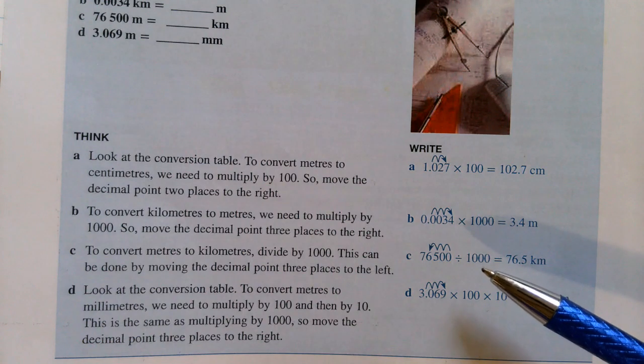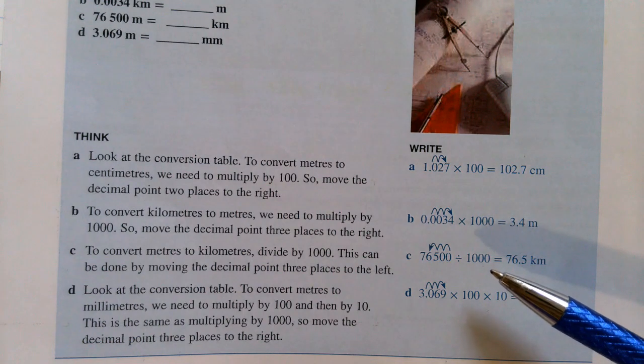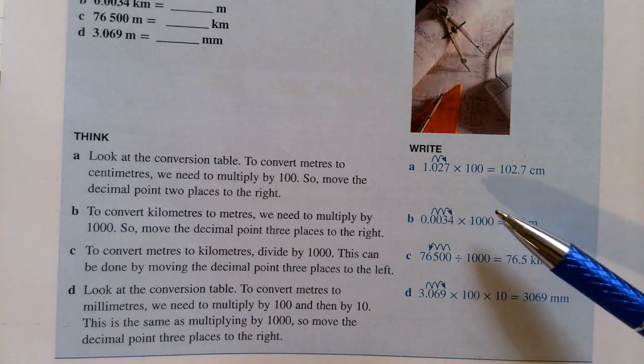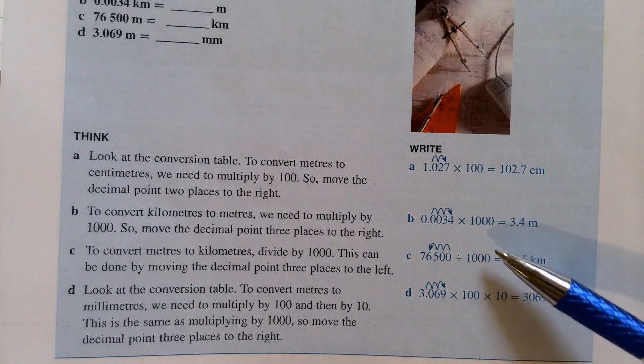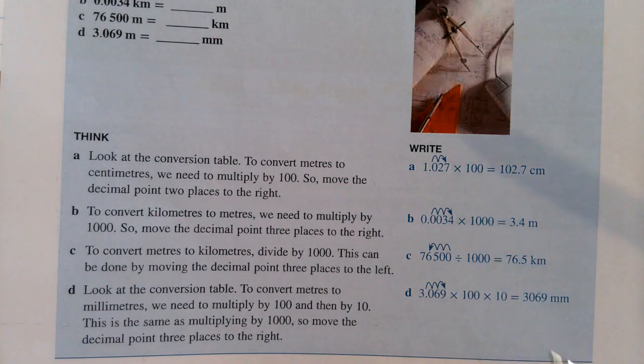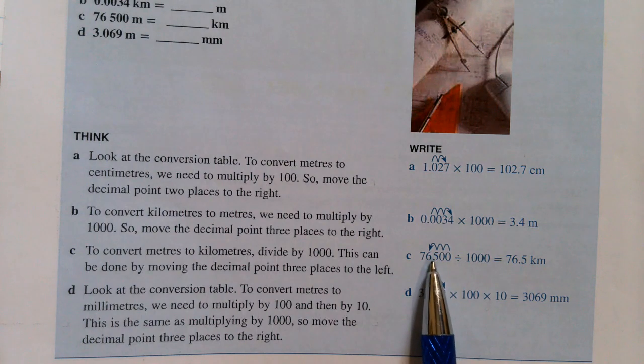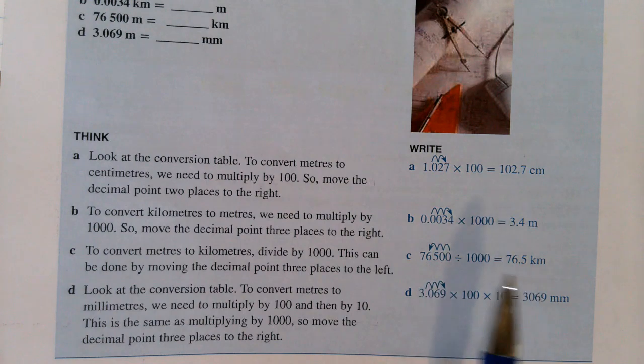This one, meters to kilometers, we're going to a larger unit. We need to get a smaller number. To get a smaller number is a divide. And remember, meters to kilometers is 1,000, so the same conversion unit. We can't take 3 zeros off here, but we can move 1, 2, 3 place values. So the 76 thousandths becomes 76 and the 5.5.